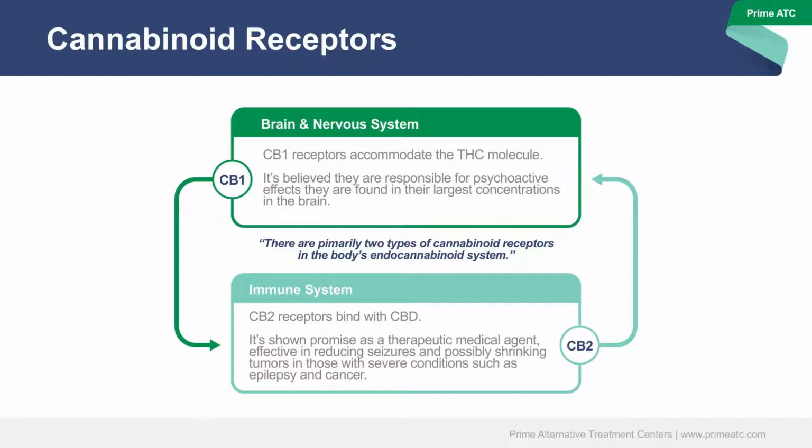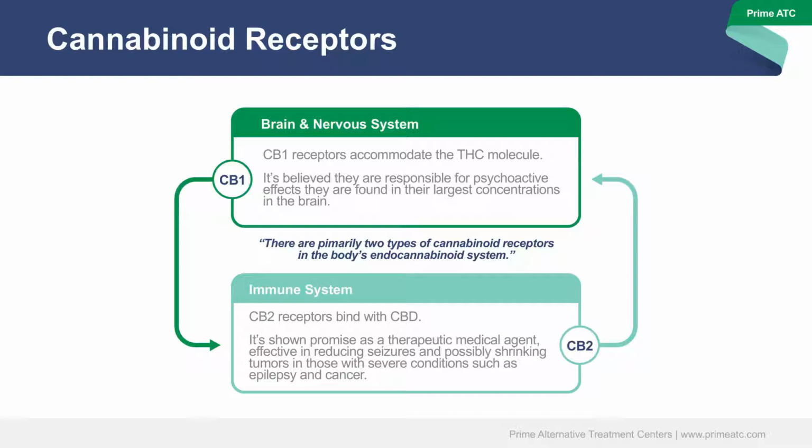CB2 receptors found throughout the immune system and in its associated organs bind with CBD, or cannabidiol, which is a cannabinoid that delivers no cognitive alteration or cerebral activity. CBD has, however, shown promise as a therapeutic medical agent, quite effective at reducing seizures and possibly shrinking tumors in both children and adults with severe conditions like epilepsy and cancer.